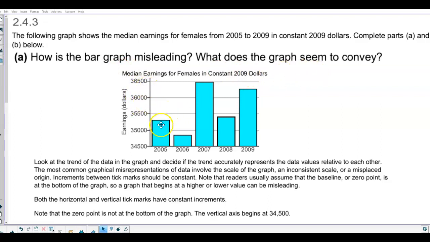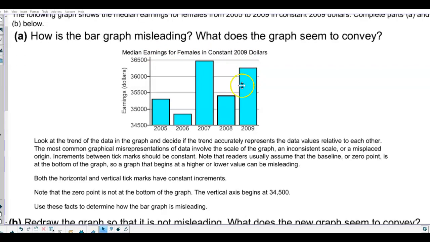So let's take a look at the graph here. We have median earnings for females in constant $2009. We have earning dollars. Here we have 2005, 2006, all the way to 2009. And then here are the earnings from 34,500 to 36,500.